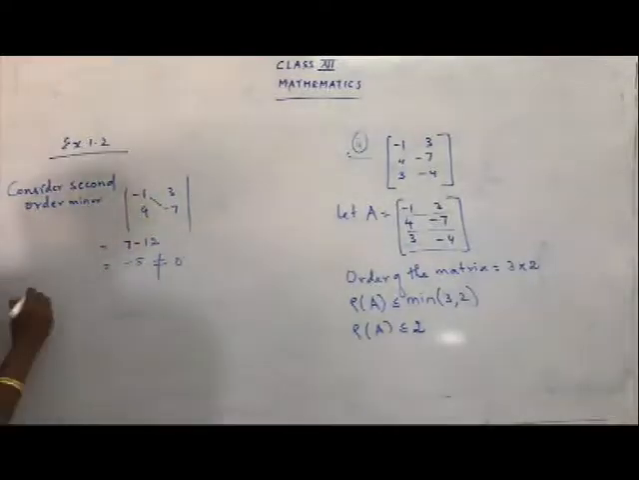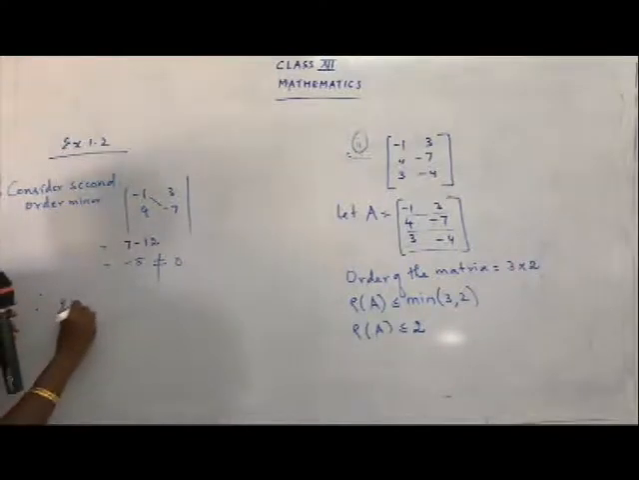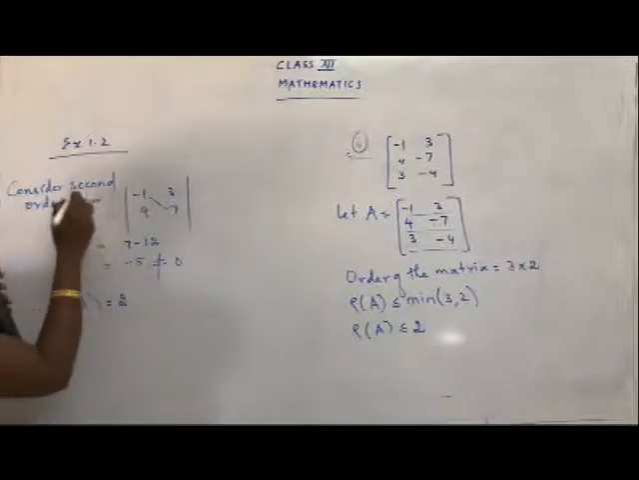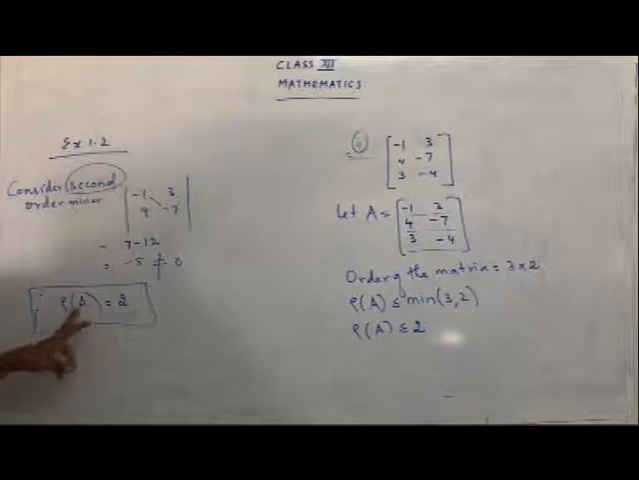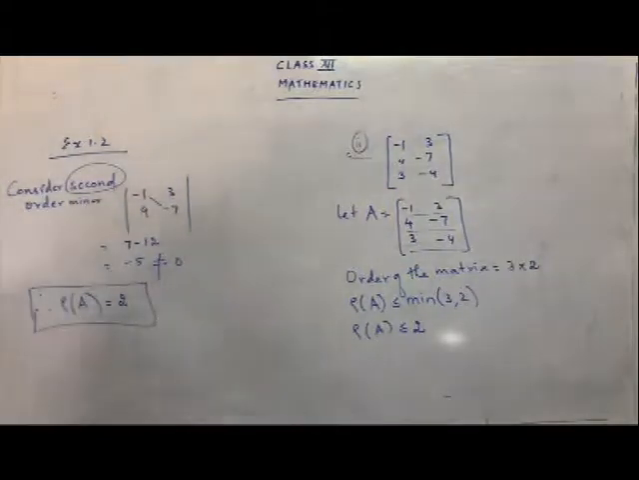So what will you say about the answer? Therefore, rank of A is equal to 2. Second order. What is the order? Second. That means rank of A is equal to 2. And if you are using B or C, you change accordingly. Since I have taken the matrix as A, I am using A here. If you have changed the name, then accordingly you have to change. Wherever we are using A, you have to put the letter that you have taken. So the answer is rank of A is equal to 2.